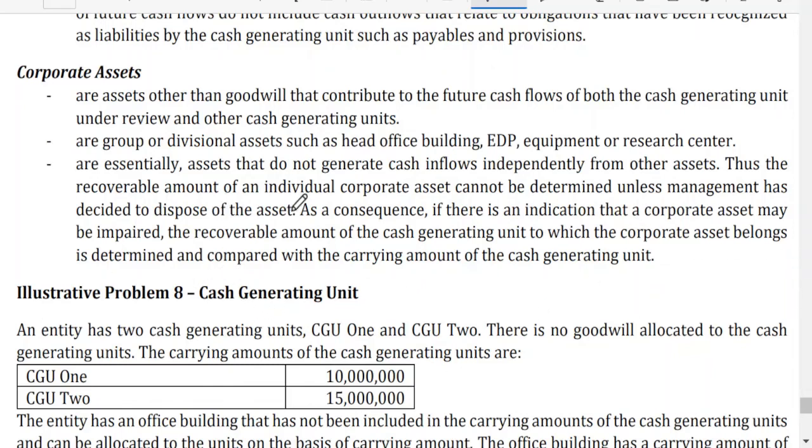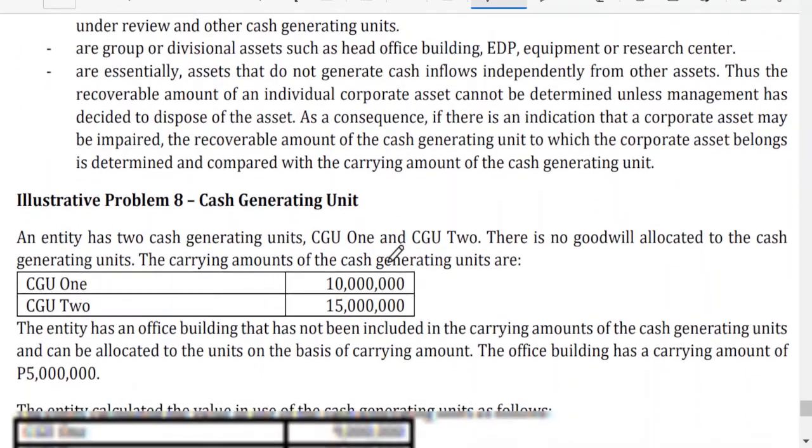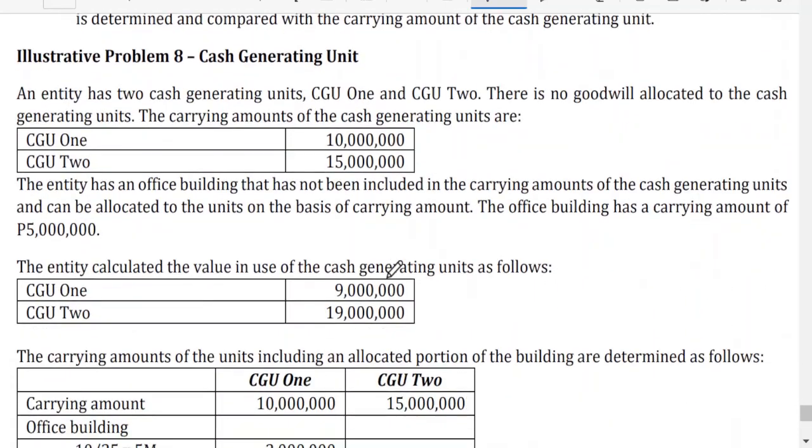Thus, the recoverable amount of an individual corporate asset cannot be determined unless management has decided to dispose of the asset. As a consequence, if there is an indication that a corporate asset may be impaired, the recoverable amount of the cash generating unit to which the corporate asset belongs is determined and compared with the carrying amount of the cash generating unit. So we have here an example.